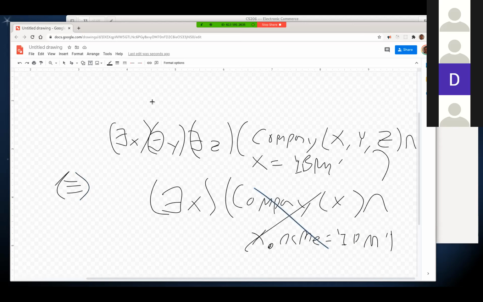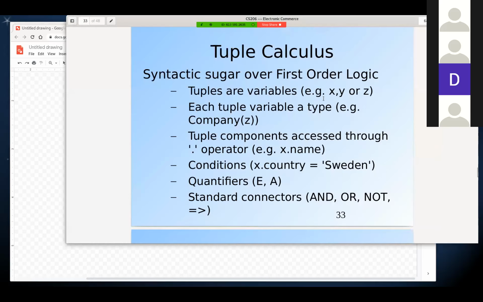Okay, so let's go on a little bit more about what the actual syntax of the thing is, so we can develop some examples here. Yeah, we have tuple variables, and each tuple variable has a type. Then they get access through the dot operators. And then we have the quantifiers, there exists and for all, the upside down A, and then the standard connectors.